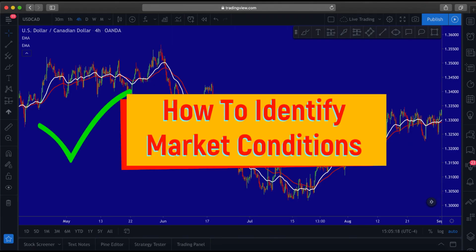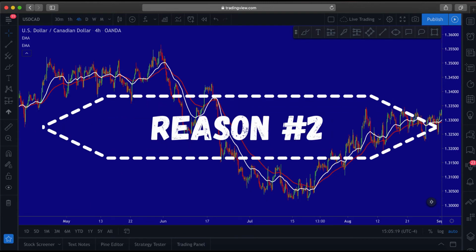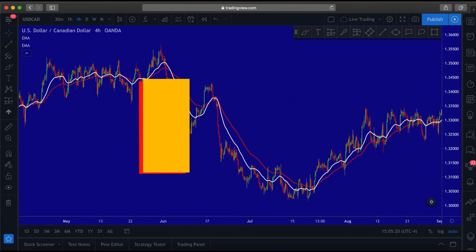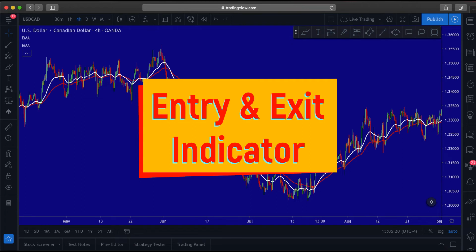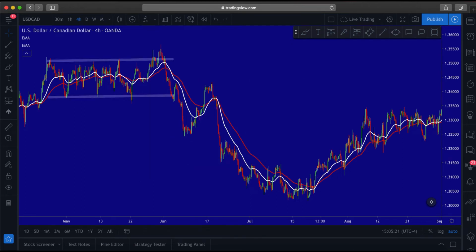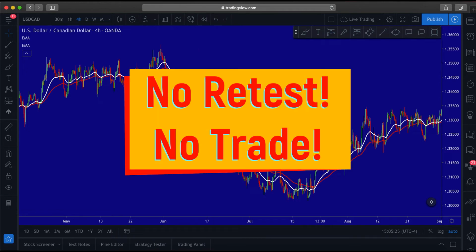And now that we understand how to identify market conditions, that leads us to reason number two. These two moving averages can actually serve as an entry and exit indicator. So you notice how price action was ranging and then it broke out of that range. Once price action broke below the two moving averages and came back to retest, that would have been considered a safe entry into the market. Now, no retest, no trade. We really live by that rule because that helps you get into positions where it is a high probability setup.